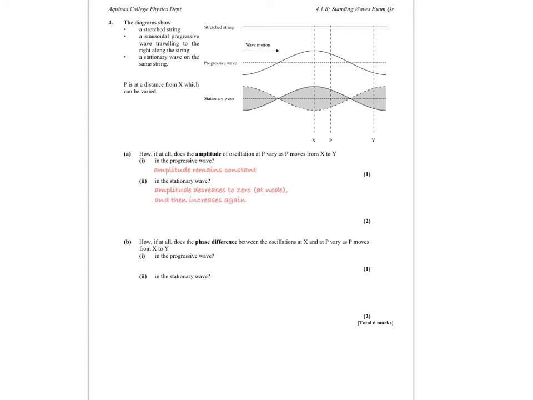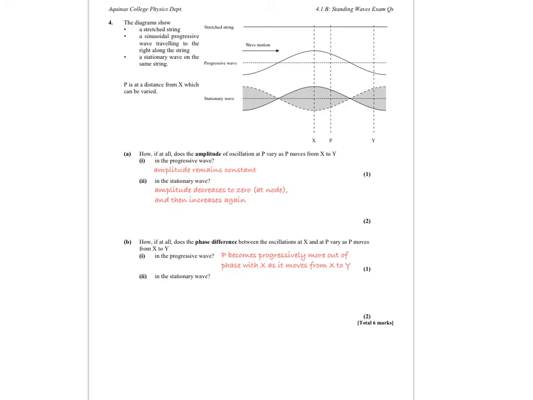And then part B says, how, if at all, does the phase difference between the oscillations at X and at P vary as P moves from X to Y? So we've done a little bit about phase. So what's the phase difference between point X and point P as P moves further away? For the progressive wave, obviously it's in phase with point X at X, and then it becomes more and more out of phase, and it's almost at antiphase at Y. Not quite, but nearly. So for the progressive wave, the phase difference increases. In other words, P becomes progressively more out of phase with X as it moves from X to Y.